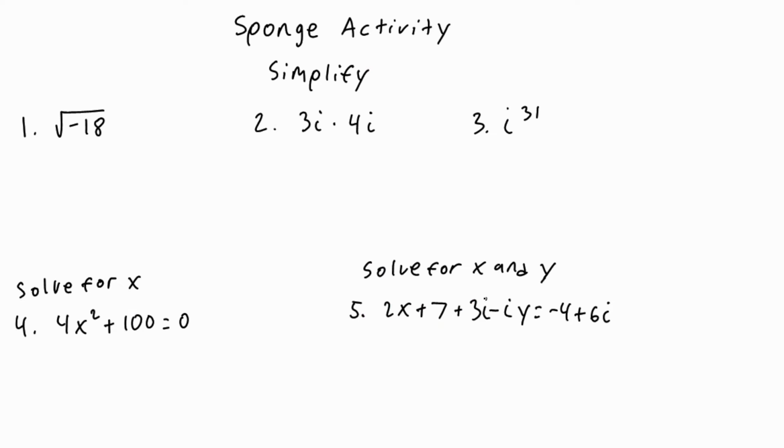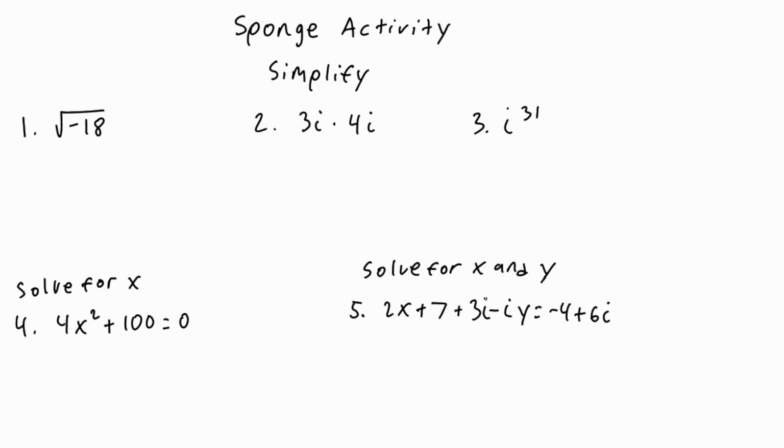All right, now time for the sponge activity. I've picked a problem similar to each example I've done, and so on number 1, I want you to simplify the square root of negative 18. On number 2, I want you to multiply 3i and 4i and fully simplify down. Number 3, I want you to fully simplify i to the 31st power.